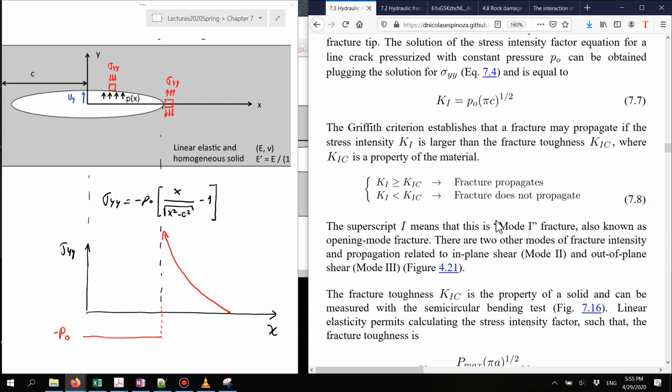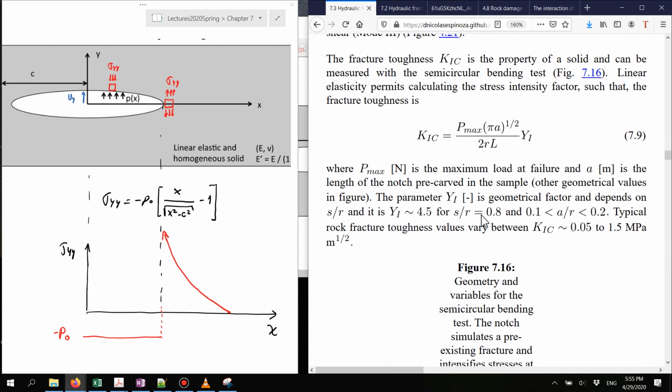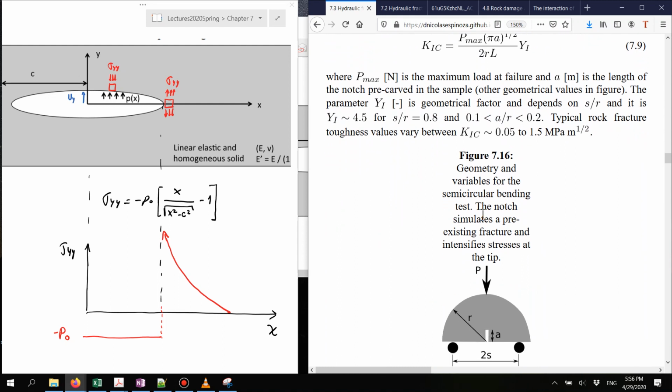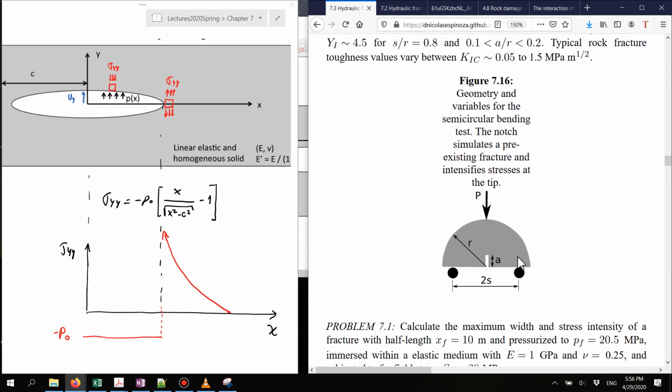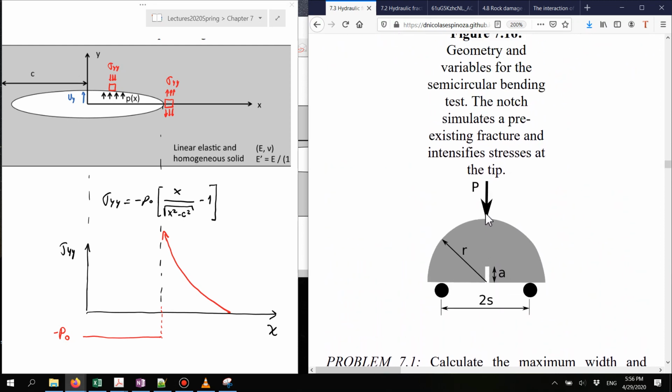We can measure this fracture toughness in the laboratory. Actually, we very often use a method called the semicircular bending test, in which we obtain a piece of rock, cut it in cylindrical shape, and then cut it in half, make a notch here in the center, and then put it on two rollers and apply a force on the top so that we create a tension at the tip.